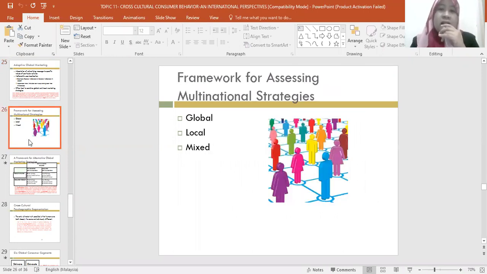Okay. Alright, and then we have the framework for assessing multinational strategy. We have local, global, and also mixed. Mixed meaning global plus local.